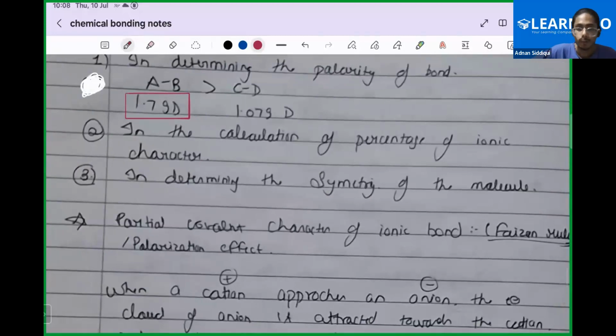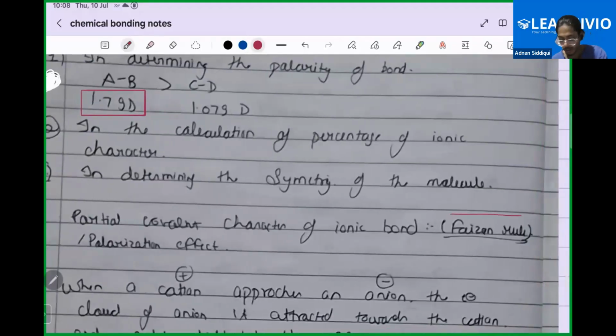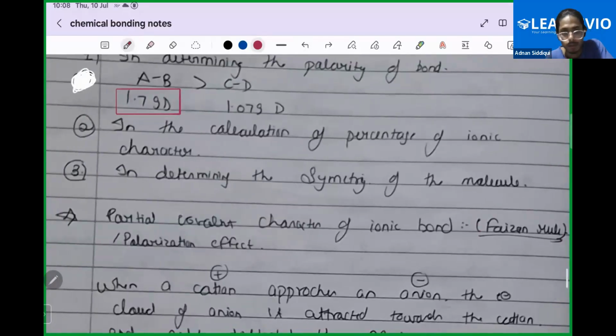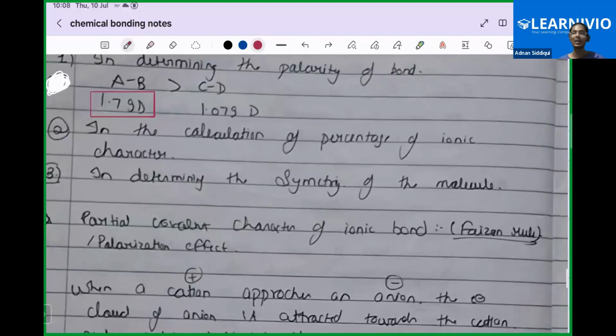What else? The calculation of percentage of ionic character. I will tell you, this is our Fajan's rule. I will explain, just give me a few seconds. Let us complete this one first. And the last application is in determining the symmetry of the molecule. If the dipole moment is there, then it is also going to affect the symmetry of the molecule, because you can imagine that if your dipole moment is more, the electron cloud is more shifted. So it would directly affect the geometry or symmetry of the molecule.